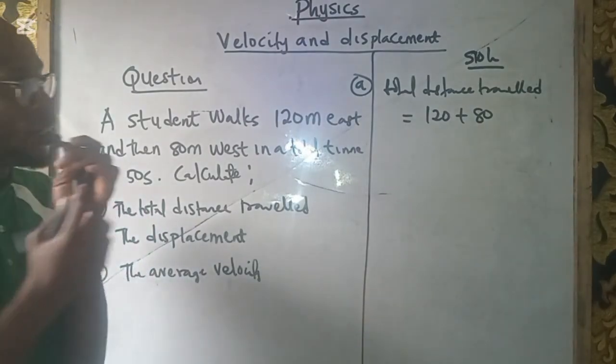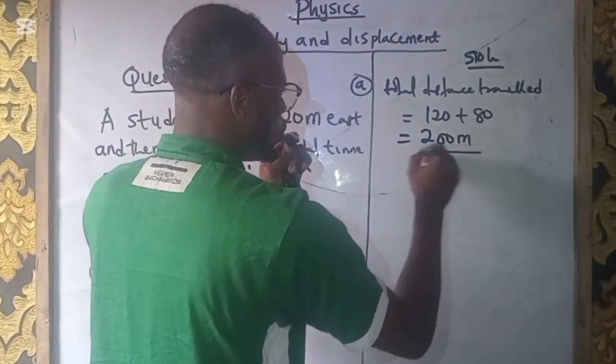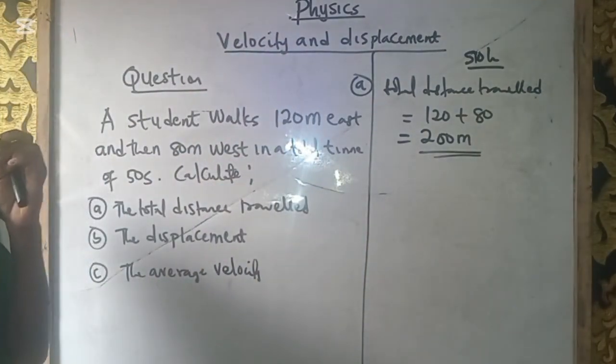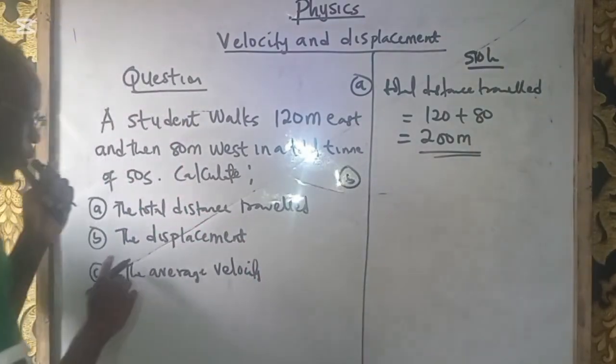Do you understand that? So when I add this together, what do I have? I should have 200 meters. So you don't need to put any direction there. Just your 200 meters. You have answered the first question. All right? The second one, we said to find what?